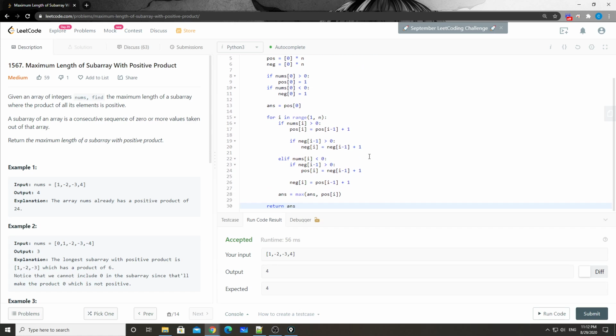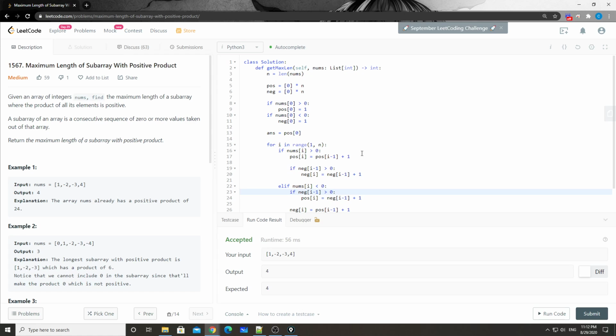I know this part is a bit tricky. Basically, the key concept here is we need to maintain two DP arrays, since the previously negative length could become a positive length in the current position. That's why we need two DP arrays.